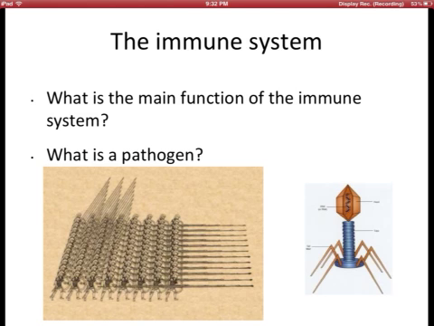Okay, so the immune system, what's the main function of the immune system? So that's the first question. And, what is a pathogen? So let's start with what is a pathogen. Here's an example of a pathogen. This is a virus. A pathogen is any substance that can infect your body. So let's say pollen. Pollen can cause an allergic reaction, so it's a pathogen. A bacteria can cause an infection. A protein can cause an infection. A virus can cause an infection. So those are pathogens. They can invade your body.